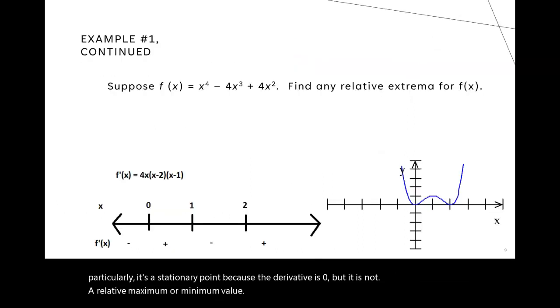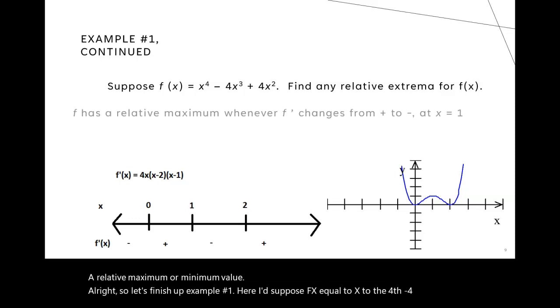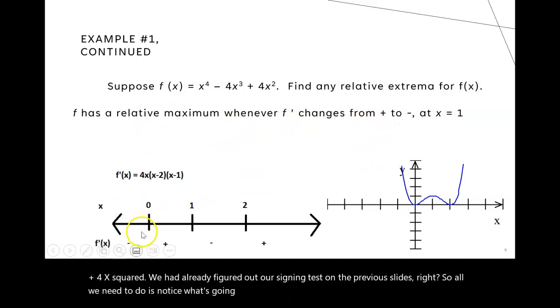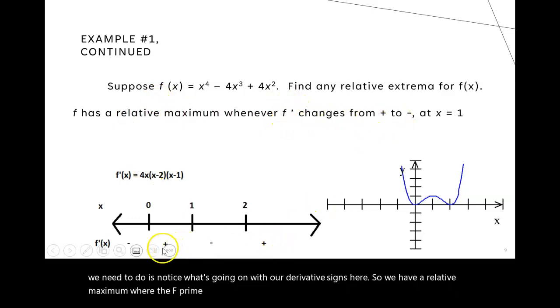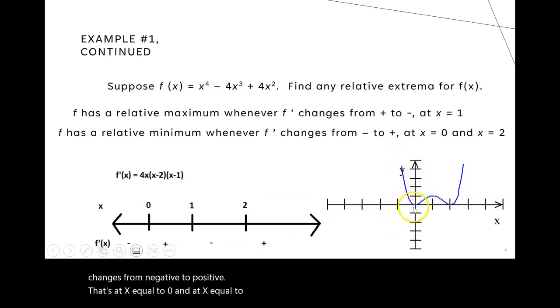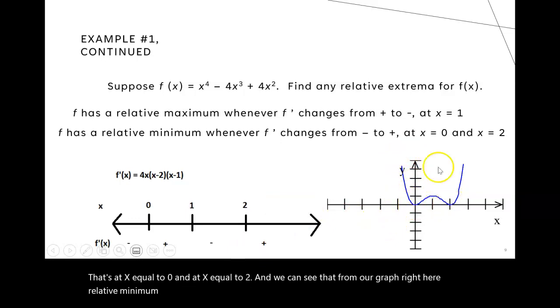All right, so let's finish up example number 1 here. Suppose f of x equals x to the 4th minus 4x cubed plus 4x squared. We had already figured out our sign test on the previous slides. So all we need to do is notice what's going on with our derivative signs here. So we have a relative maximum where the f prime changes from positive to negative. That would be at x equal to 1. We go from increasing to decreasing. And a relative minimum wherever f prime changes from negative to positive. So that's at x equal to 0 and at x equal to 2. And we can see that from our graph right here. Relative minimum value at 0 and 2, relative maximum at x equal to 1.